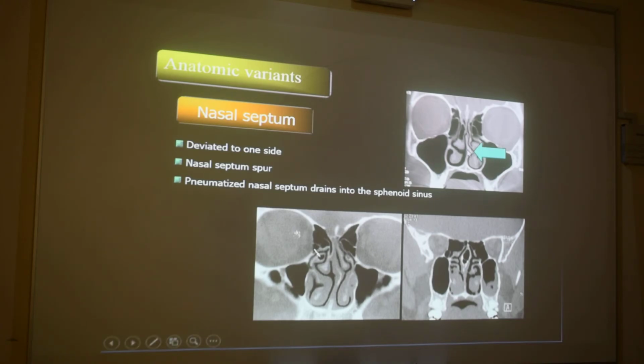You could also have a spur formation, that is a bony projection from the nasal septum, which can also result in obstruction or nasal occlusion. Now, this is a nasal septum which is slightly deviated to the other side, and this is a nasal septum with pneumatization, meaning there is air inside. So these are some variants of the nasal septum.